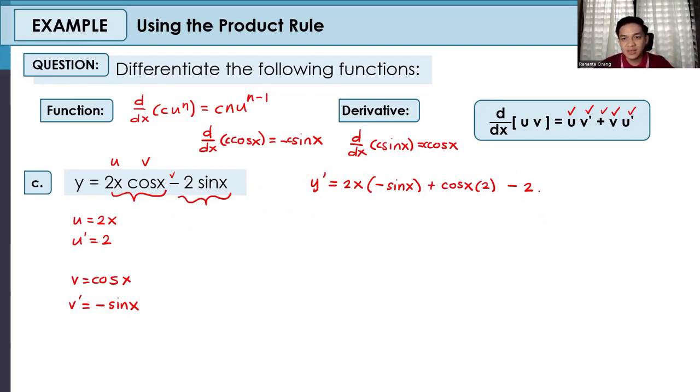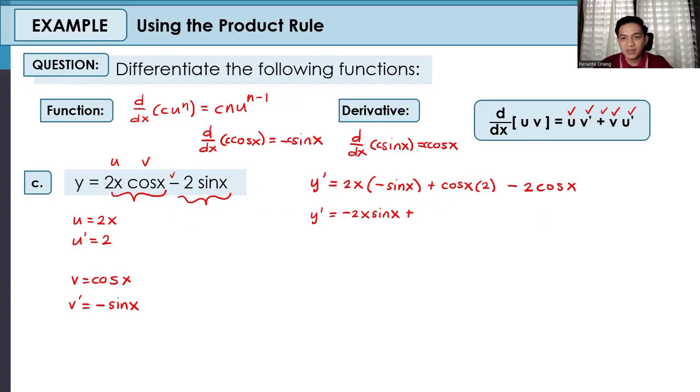Tapos sine x magiging cosine of x. So we're done differentiating. All we need to do is to simplify. 2x multiplied by negative sine x. Again po, bawal siyang i-multiply sa loob. So ilalagay lang natin siya sa front. That is negative 2x sine of x.